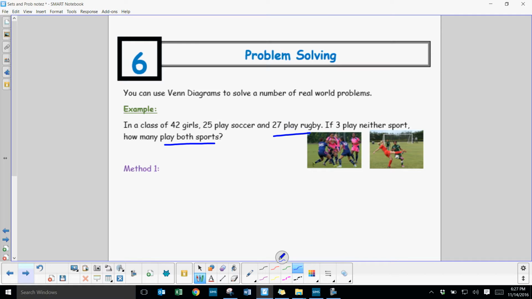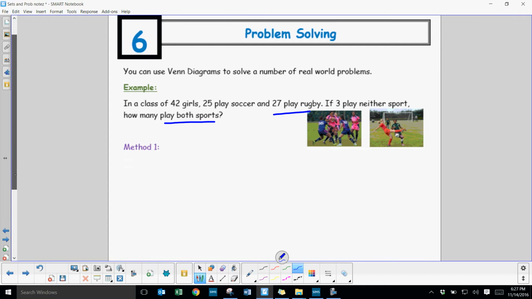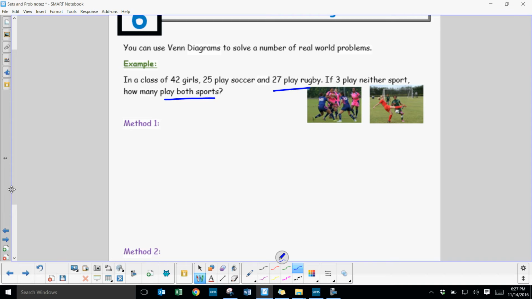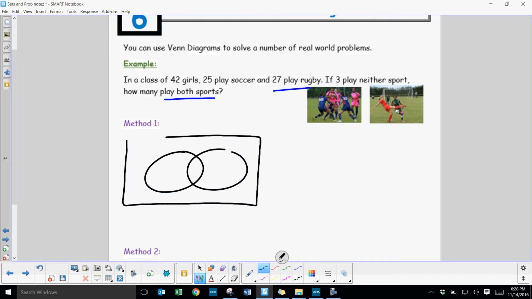So it's a 2-circle Venn diagram, and there's going to be an overlap because of the word both sports has been used. How many play both sports? So method 1, let's just do it intuitively. So let's do our 2 circles overlapping, because we're going to see how many play both sports. Through our Venn diagram, don't forget to label it U. And we've got rugby and soccer. So soccer, maybe I'll give an S, and rugby will give an R as our label.